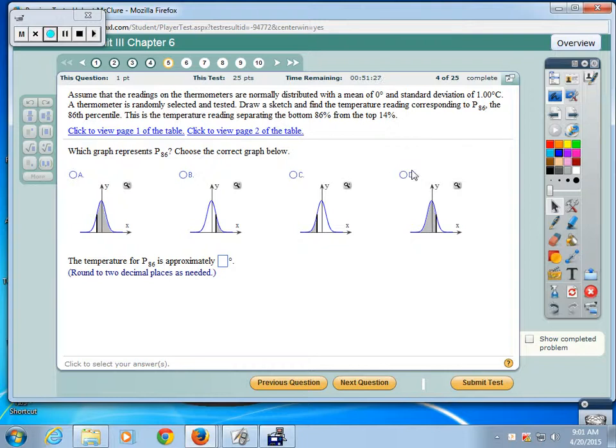Okay, let's put two questions right together. Assume that the readings on the thermometer have mean 0 and standard deviation 1. The thermometer is randomly selected. Draw a sketch and find the temperature reading corresponding to the 86th percentile. That means separating the bottom 86%, less than 86%, and greater than 86%, or the top 14. So they want that number at 86%. So that's 0.8600.